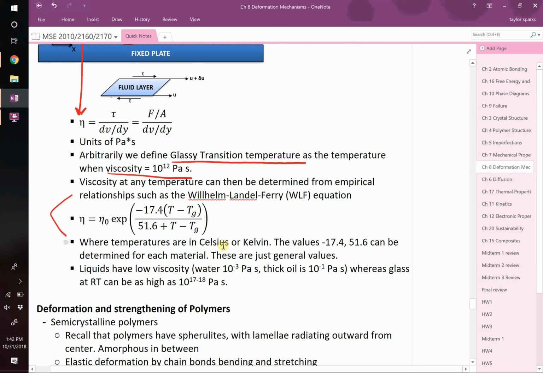Technically, for each material, you should determine what these values are. The negative 17.4 and the 51.6, they are material dependent. So these are just general values. These are sort of estimating values.